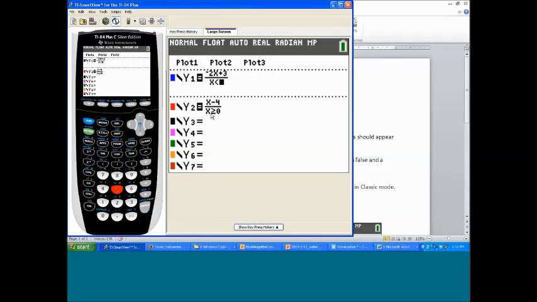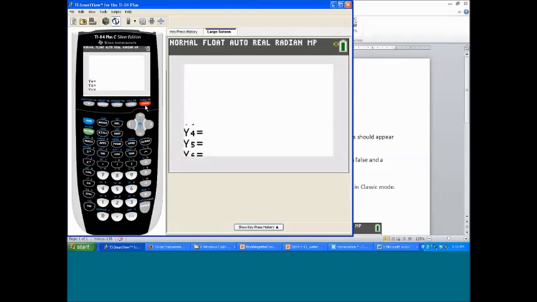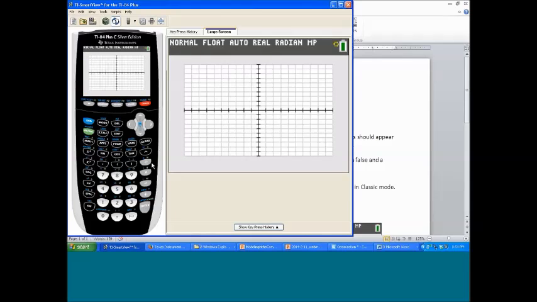The y2 is the second part of my function, and that's going to give me x greater than or equal to 0. And so when I go ahead and graph this, what is beautiful about it is it's going to show up nicely. I'm not going to see the values that are divided by 0.